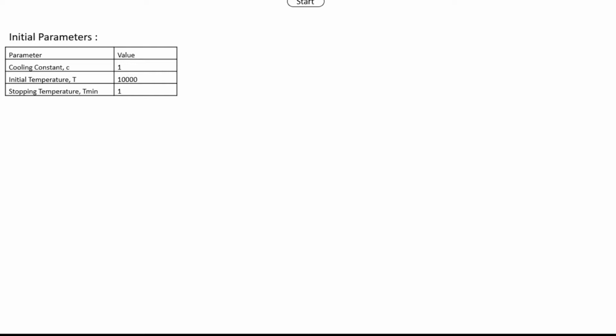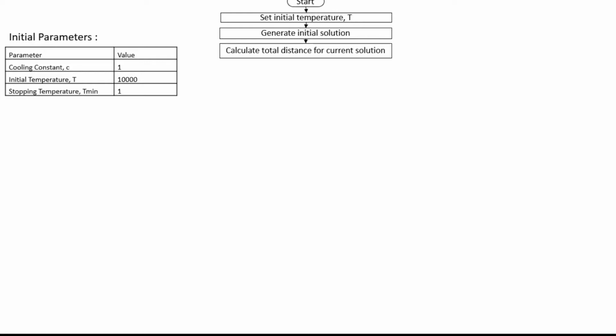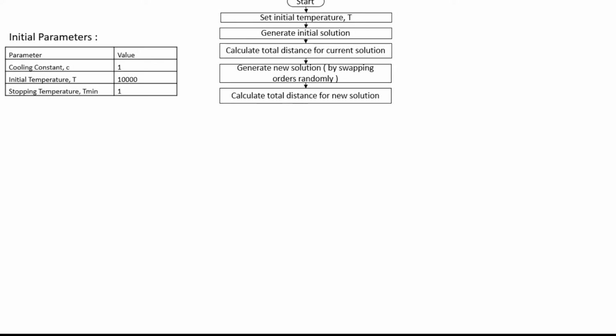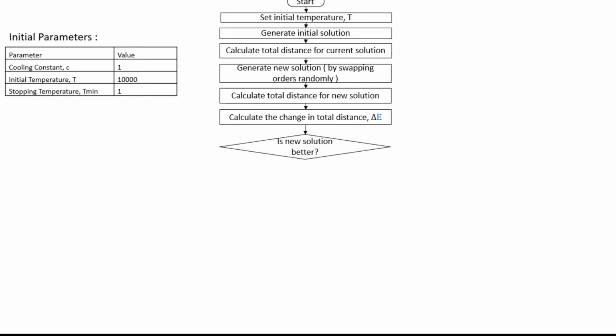From the start, we set the initial temperature T. Then, we generate the initial solution. The total distance of the initial solution is calculated. A new solution is generated by making a change to the current solution by randomly swapping the orders. The total distance from the new solution is calculated. After that, the change of distance, delta E, is calculated. If the delta E is positive, accept the current solution, which means that the new solution is better and it becomes the current solution.